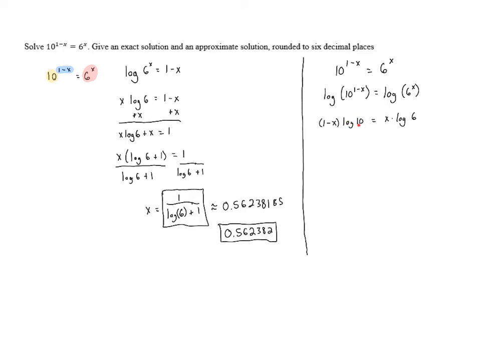And log of 10 is just 1 because 10 to the first power is 10. So on the left, we just have 1 minus x equals x times log of 6. And we can see that this is exactly the same as the equation that we got over here. And so the rest of the solution would end up being the same. There's no reason for us to do that again. But this is just another tool that we have. If we have exponential expressions on both sides, we're allowed to take the logarithm of each side, and that will allow us to bring the exponents out front as coefficients and proceed from there.